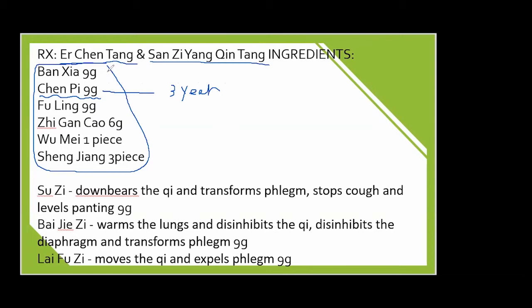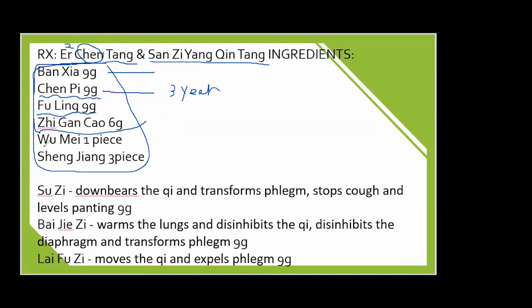Another Chen is Ban Xia. Ban Xia, the older one is better. So that's why we call it Er Chen Tang. Er is two, two old herbs put together. Then plus Fu Ling and Zhi Gan Cao. Sometimes if you're looking in the book, they only have four ingredients in there.